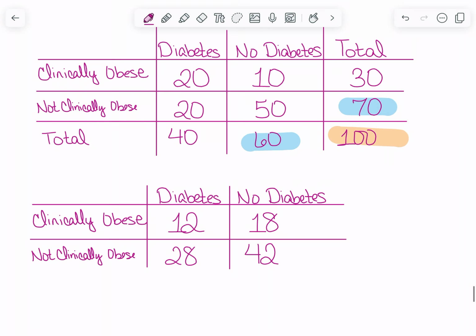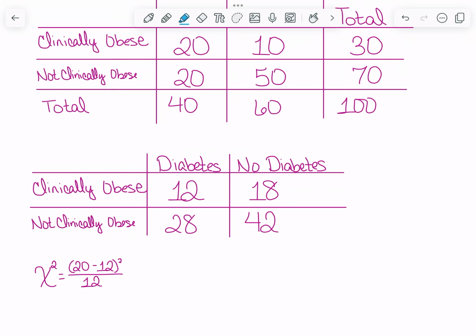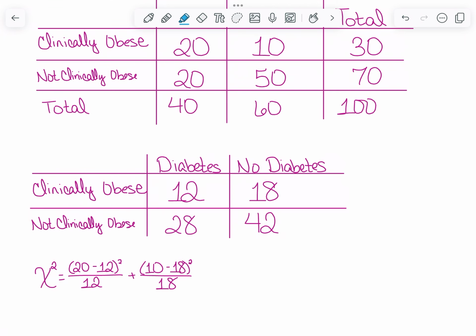Next up, I need to calculate my test statistic. For that, I'm going to subtract observed minus expected, square that value, and then divide by expected. For the first one, I have my observed as 20 and my expected is 12. So 20 minus 12 squared divided by 12. My next entry, I have the observed as 10 and the expected is 18. So 10 minus 18 squared divided by 18.